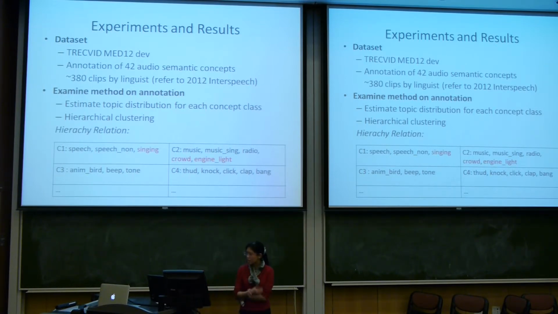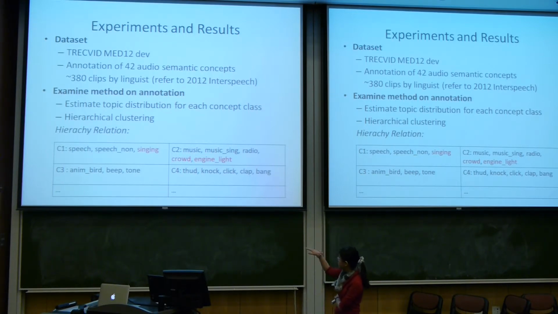Since it's an unsupervised method, it's hard to evaluate whether your newly discovered semantic concept is reasonable. So I will show you 2 experiments to show that this method can provide some reasonable results. First, we examine the method on our existing annotation of the semantic concepts. We estimate the topic distribution for each concept class, and then we apply hierarchical clustering. Through the hierarchical structure, we can find that speech, noun, and singing can be grouped into one cluster, and there are also other candidate clusters.